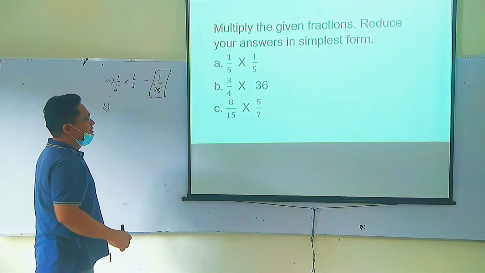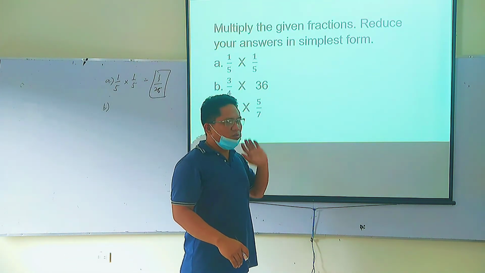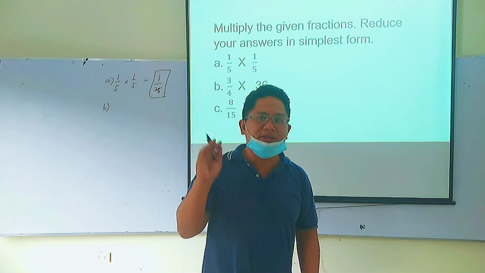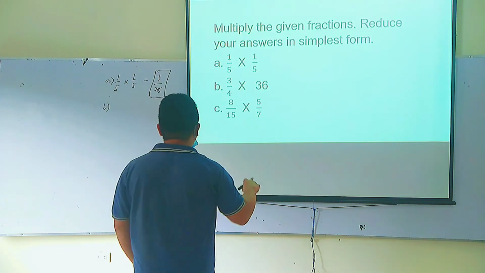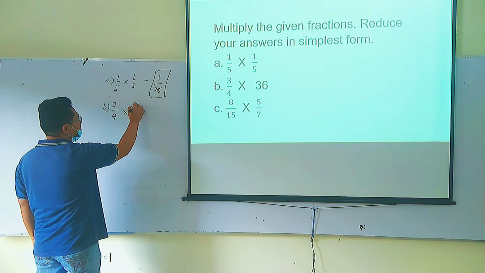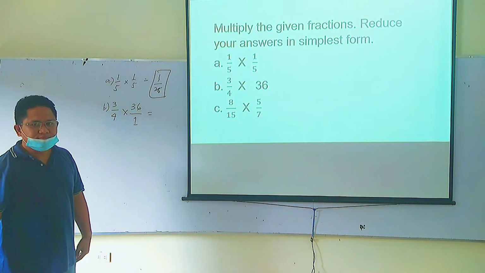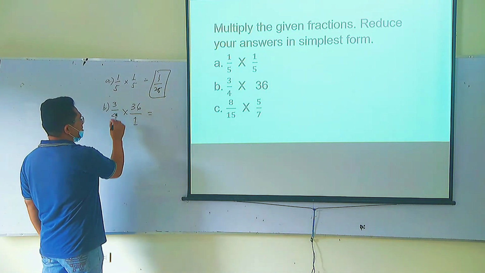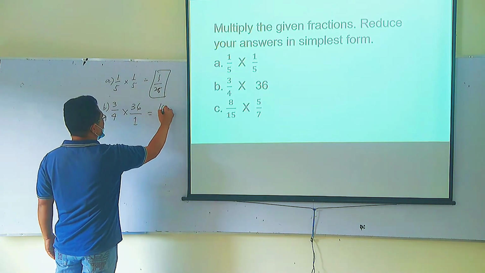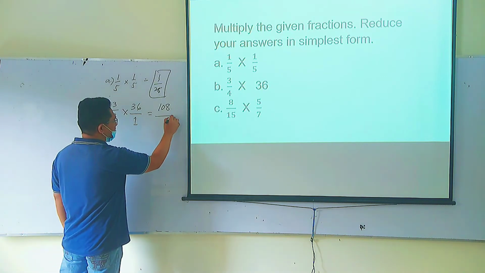Letter B. When you multiply a fraction with a whole number, always imagine that a whole number has a denominator of 1. Therefore, letter B becomes 3/4 times 36 over 1. So you now have 36 times 3, that's 108. And 4 times 1, of course, is 4.